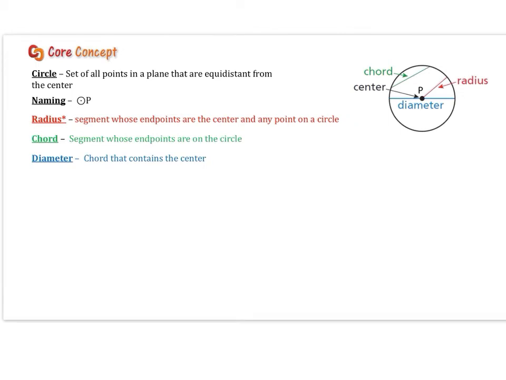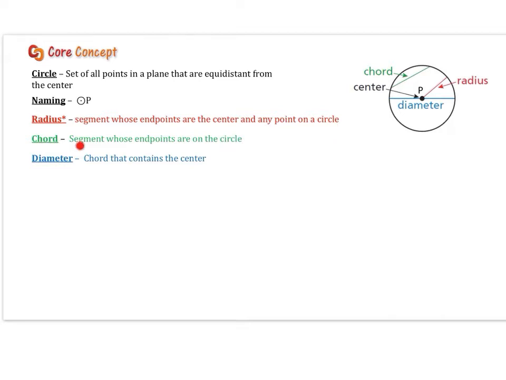All right, so let's get familiar with some terminology, some core concepts in this unit. Here at the very beginning, we have a circle. A circle is a set of all points in a plane that are equidistant from the center. When we name circles, we have this small circle with a dot in the middle, and then whatever capital letter is at the center. If you look at this picture, we have a capital P right there at the center, so we name the entire circle, circle P. And then radius has an asterisk because I left this out of your notes, so go ahead and add it to your notes. It's the segment whose endpoints are the center and any point on a circle.